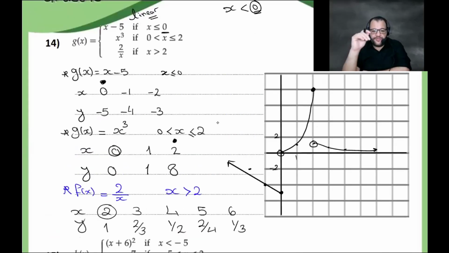Any problem for graphing number 14? Just by using substitution, then you can graph the point. Any problem for number 14? Because you will solve number 15.